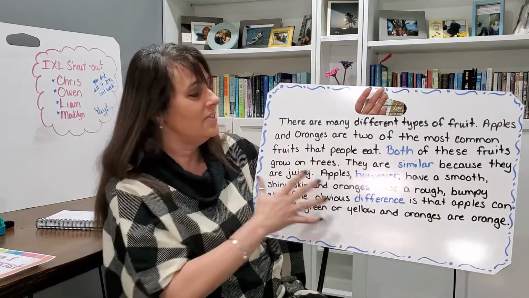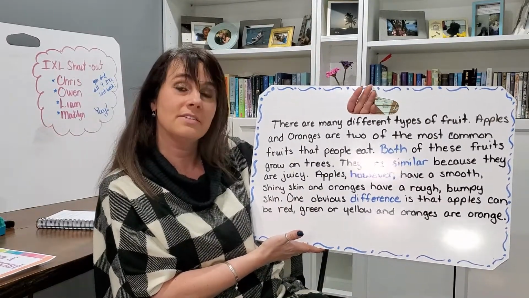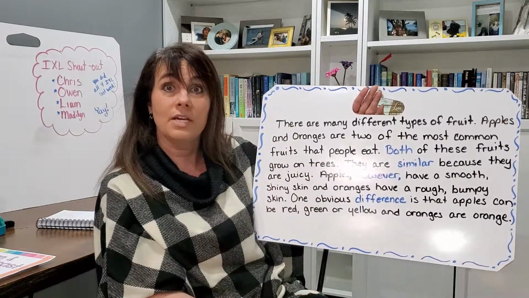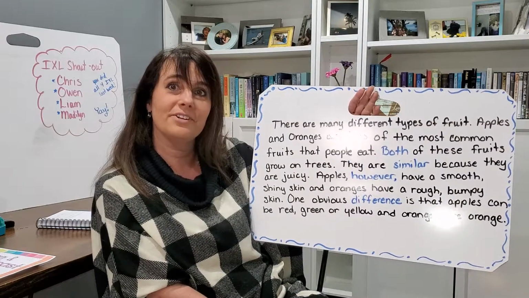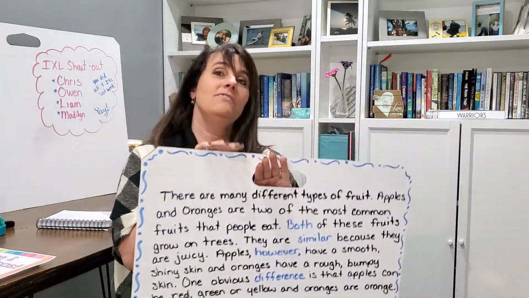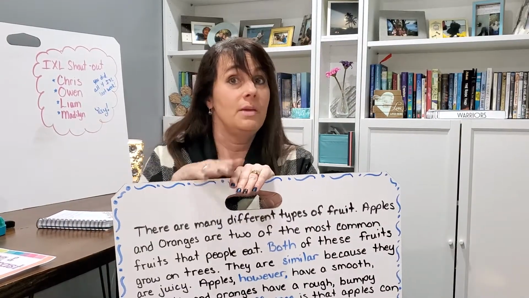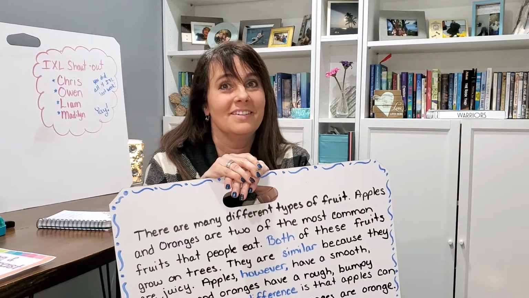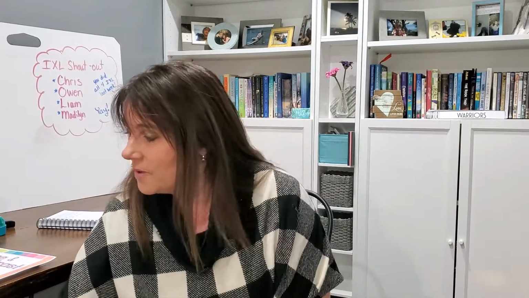If you were to look at this text, you would automatically know that it's a compare and contrast because it's talking about two different things, and it's telling you how they're the same and how they're different. So when you're reading your nonfiction books and you're looking for a text structure, it might just be a compare and contrast if it's talking about two different things. Think about that.